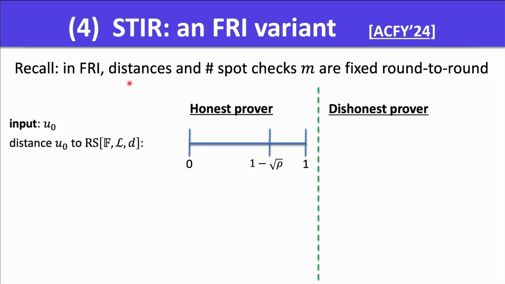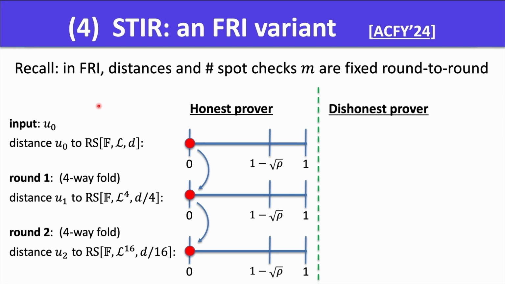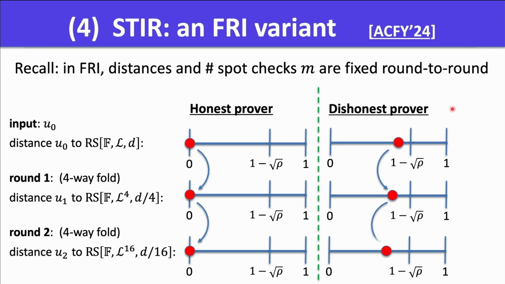In particular, in the original FRI, the honest prover commits to a U0, which happens to be a code word, and then as we fold, the honest prover sends code words to the verifier. So in the honest case, the oracles that the prover sends to the verifier are always distance 0 from the code. In the dishonest case, let's say that the prover starts with some U0 that's delta far away from the code, and what happens in FRI is that the distances stay roughly the same. This is because folding does not decrease distance. So as the prover folds, the distances stay roughly the same.